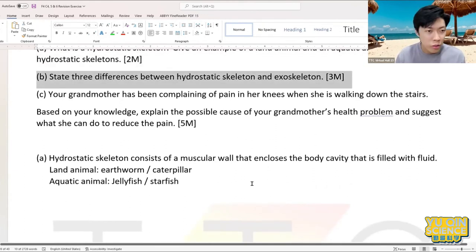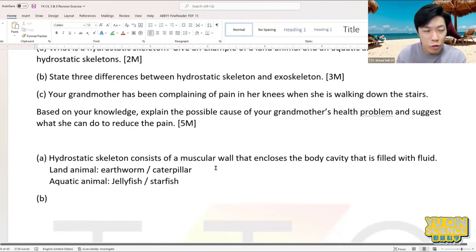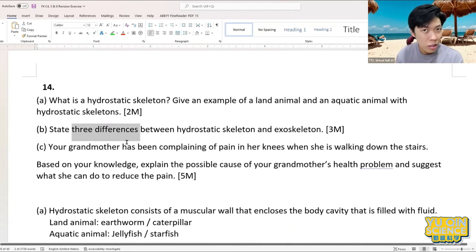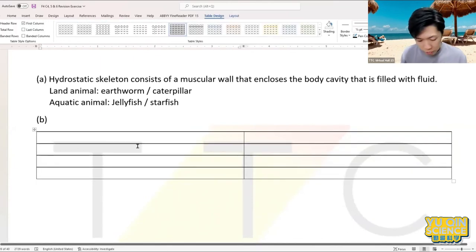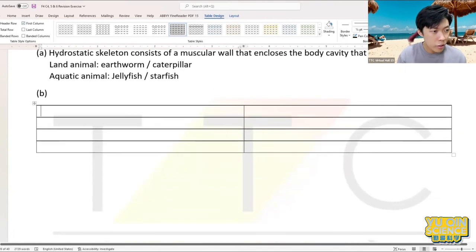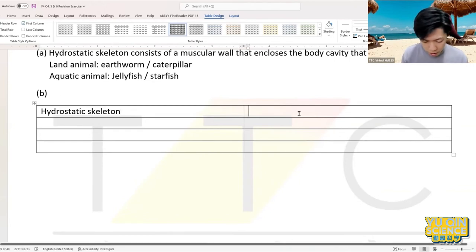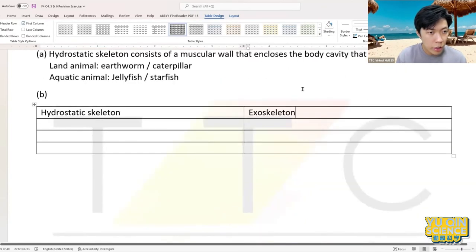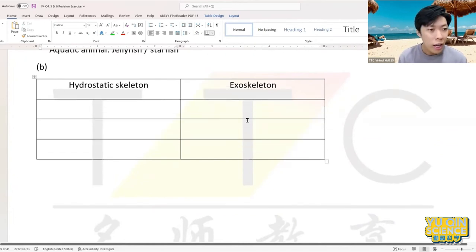Okay, hydrostatic versus exo. B. Everybody. Okay, you need 3. Well, the best way to do differences is to draw a table. I kid you not, like serious one. Draw a table. Okay, hydrostatic skeleton and exoskeleton. Is it exoskeleton? Yeah, correct. And then you need three differences between both of them. Okay. So I show you how.